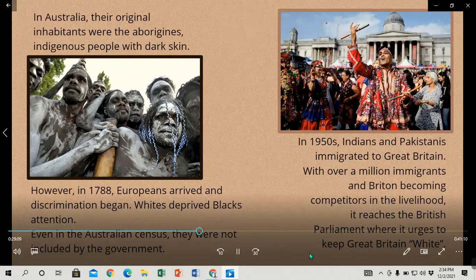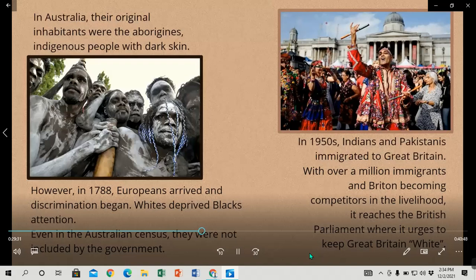So history tells us that India is one of the colonies of the United Kingdom or Great Britain. So in the 1950s, Indians and Pakistanis immigrated to Great Britain, with over 1 million immigrants, and they were seen as competitors in the livelihood.